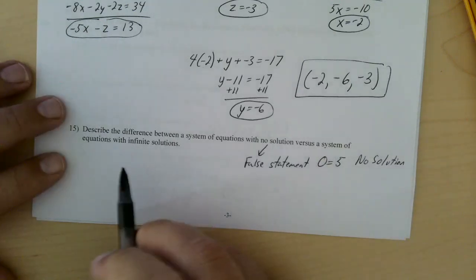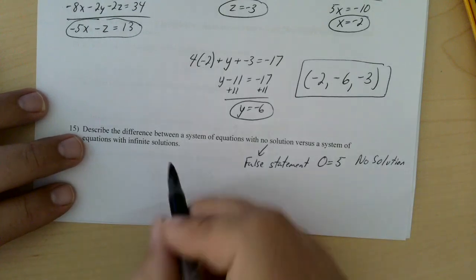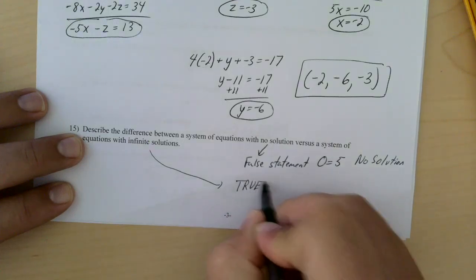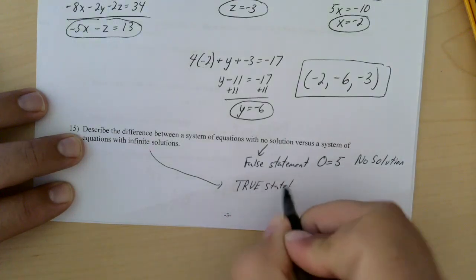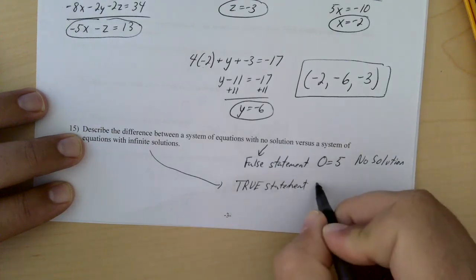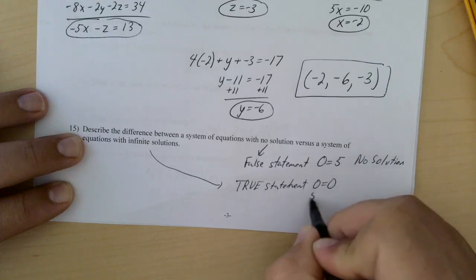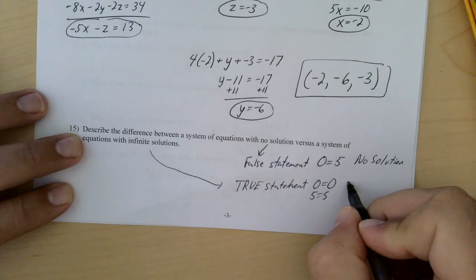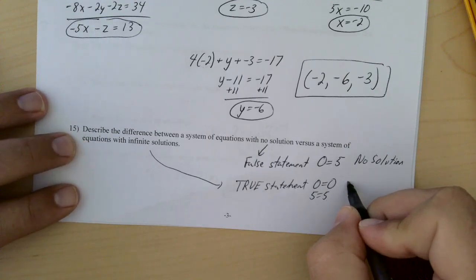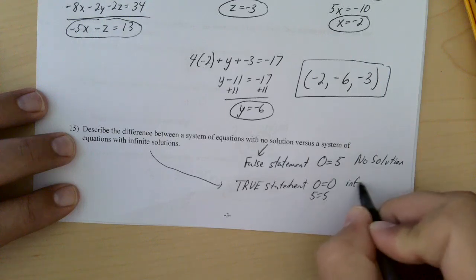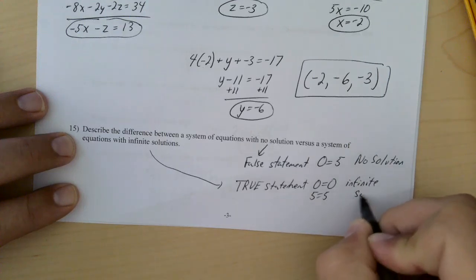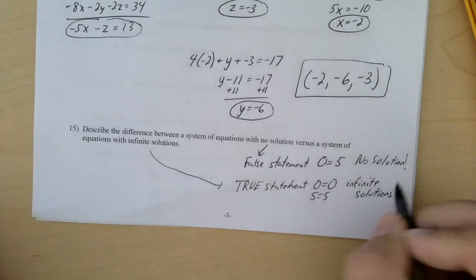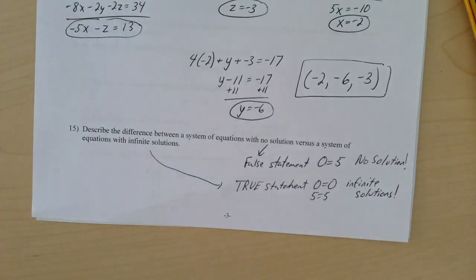Okay, if we have a true statement in mathematics, like 0 equals 0 or 5 equals 5, then you have many or infinitely many solutions. So infinite solutions. That's the difference. Okay, those are those special cases. Those are the ones that can be done very quickly.